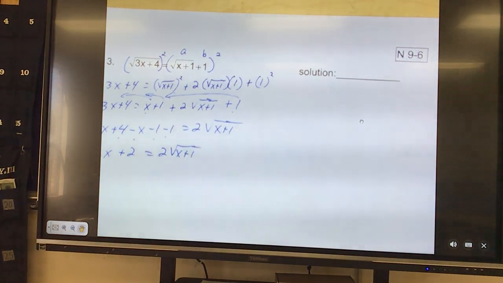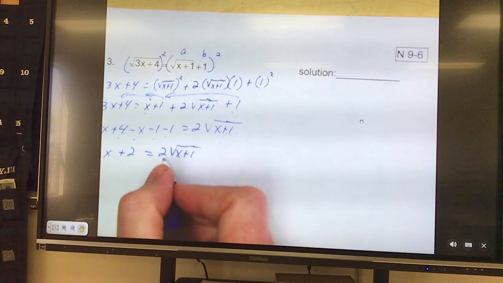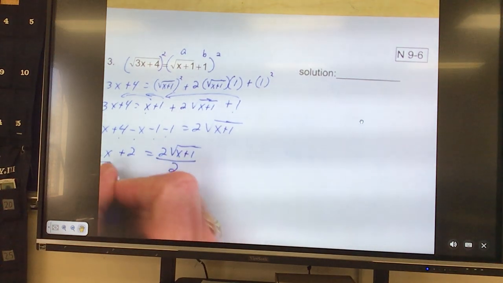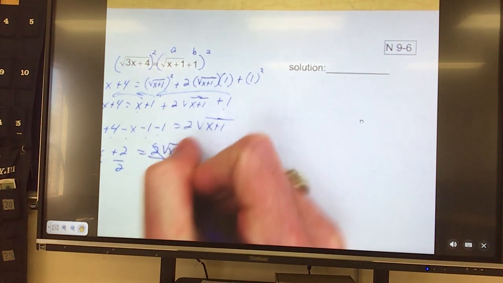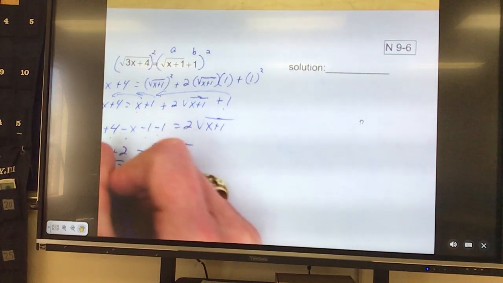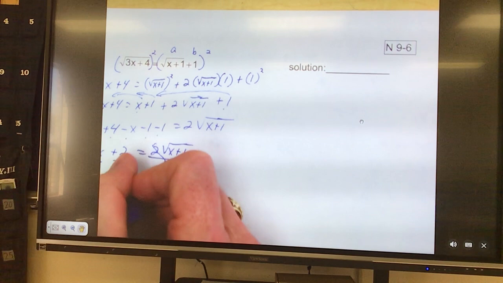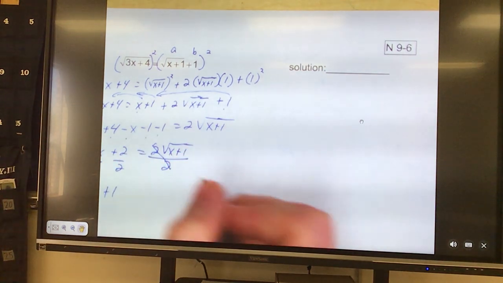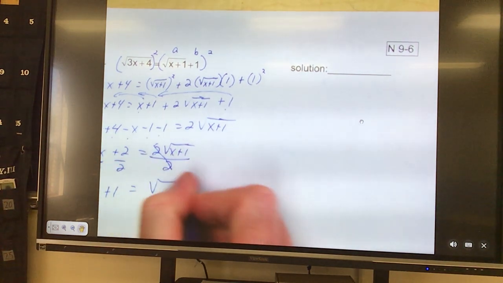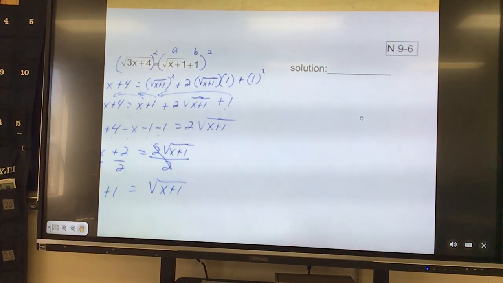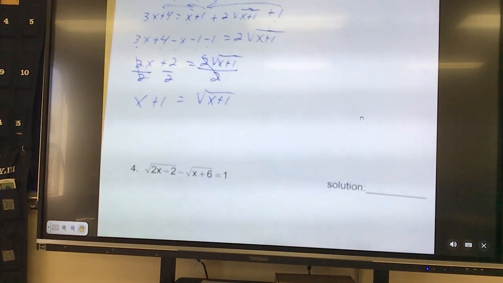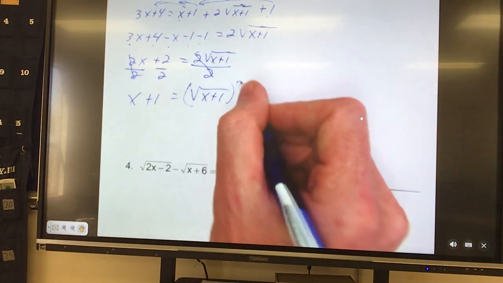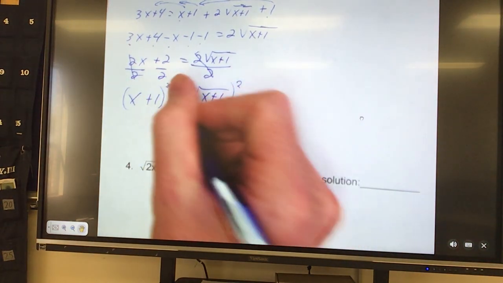How do I get rid of the times? Divide by 2. Divide by 2 on everything. They cancel off. Those cancel off. And leaves me x, 2 over 2 is 1, equals square root of x plus 1. Now, how did we get rid of square roots? We square it. So I have to square this side.